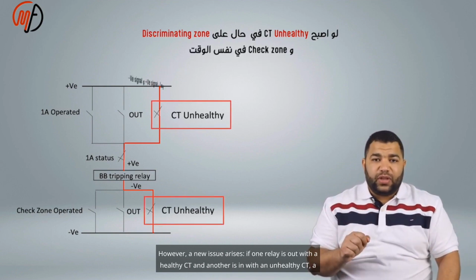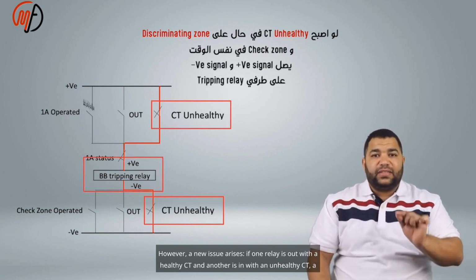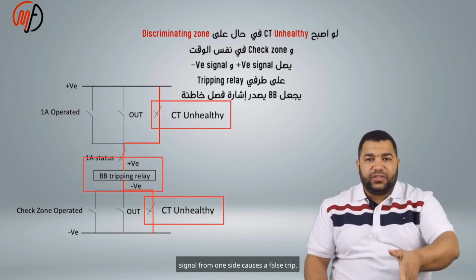However, a new issue arises. If one relay is out with a healthy CT and another is in with an unhealthy CT, a signal from one side causes a false trip.